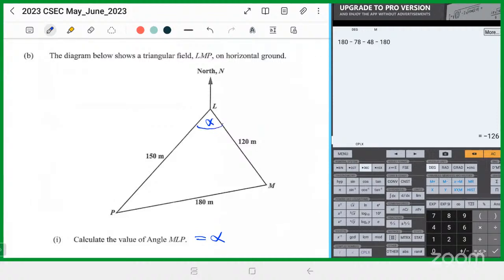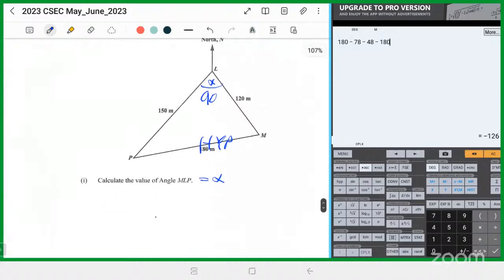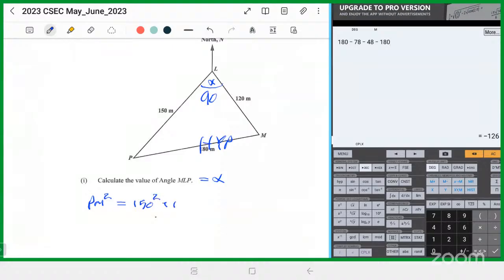So I have to use the cosine rule. Remember, the cosine rule starts out like Pythagoras' theorem, as if this was a 90 degree angle and this was the hypotenuse. That's how it starts out. It was not, and so I've got to subtract a piece. So you start this cosine rule as you would start Pythagoras' theorem. If this was the hypotenuse and this was the 90 degree angle, you would have said that the hypotenuse squared, which is PM squared, is equal to the sum of the squares of the other two sides in the triangle. If it was a right angle triangle, 150 squared plus 120 squared.